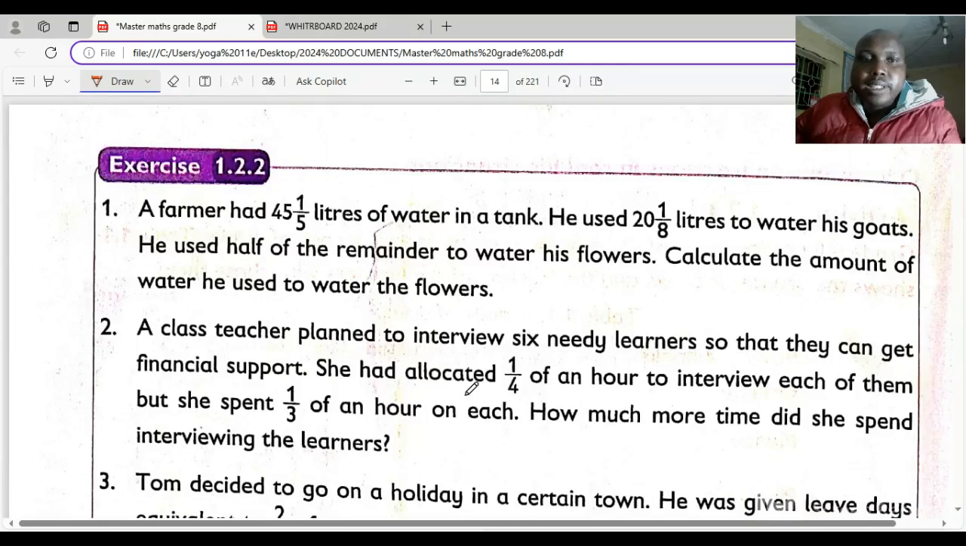Your exercise is here. Try to understand, read, and make sure you understand what you are being asked to do.